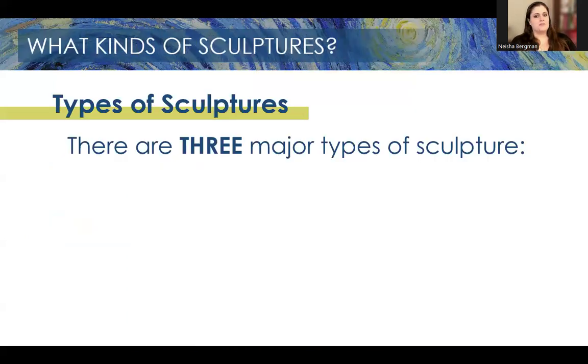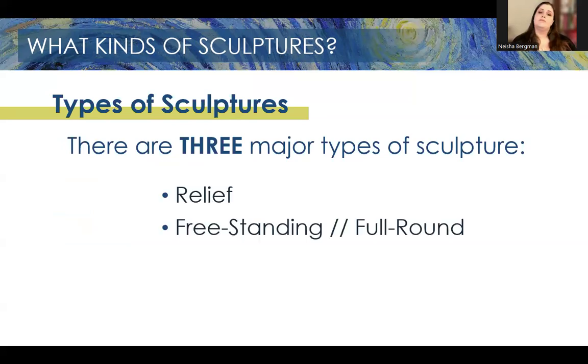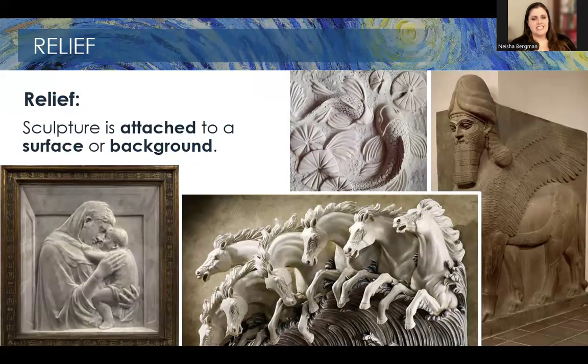And then types of sculptures. There's three major types. Relief sculptures, freestanding in the round, they're usually in the round, and kinetics or mobiles, things that move. So relief sculptures are attached to a surface, so they're not fully separated.